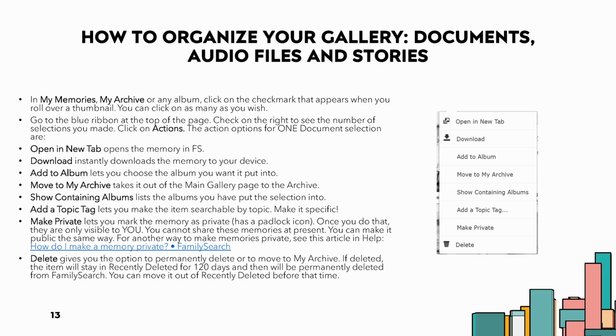Okay. I've done this with a lot of mine. I put them into my archive because they just sort of clutter up what I want to do with my main gallery page. So it's actually really useful, I think, to put ones that you don't really usually want to look at. Then the next one is Show Containing Albums. That means if you've put a selection into more than one album, which I have done with a lot of my photos, it will show which albums contain that particular selection. And you can change them out or change them in, whatever you want to do.